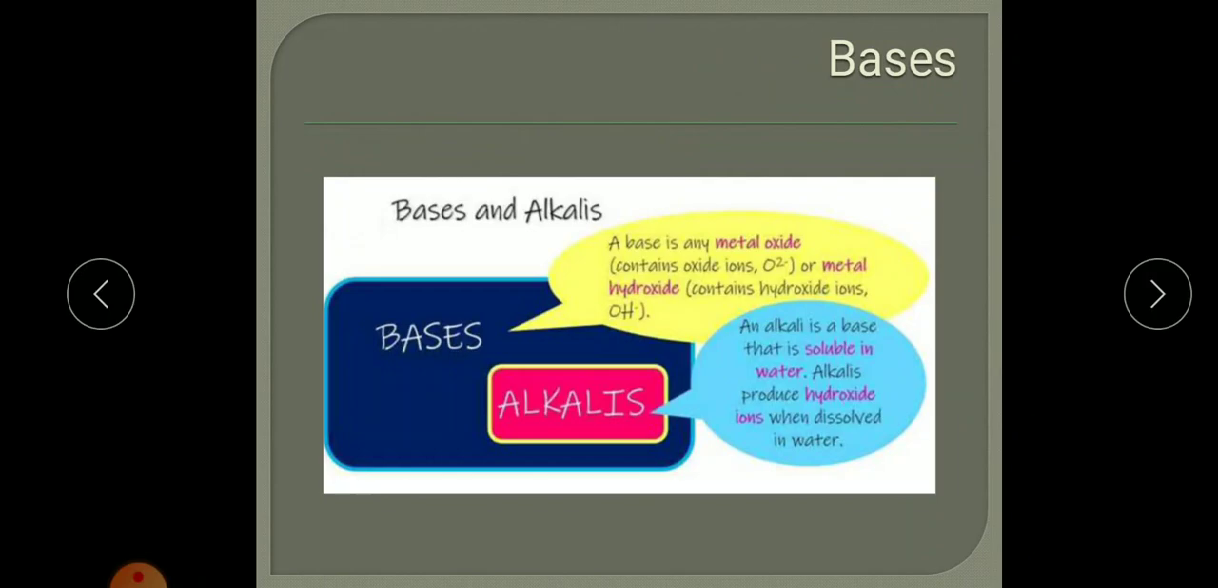A base is any metal oxide that contains the oxide ion O2 minus, or a metal hydroxide containing the hydroxide ion. So bases are compounds which can be a metal oxide or a metal hydroxide. Similarly, there is a term called alkalis, which is related to bases. An alkali is a base that is soluble in water. Alkalis produce hydroxide ions when dissolved in water. So when alkalis are dissolved in water, they produce the hydroxide ion, OH minus. This is the difference between bases and alkalis.